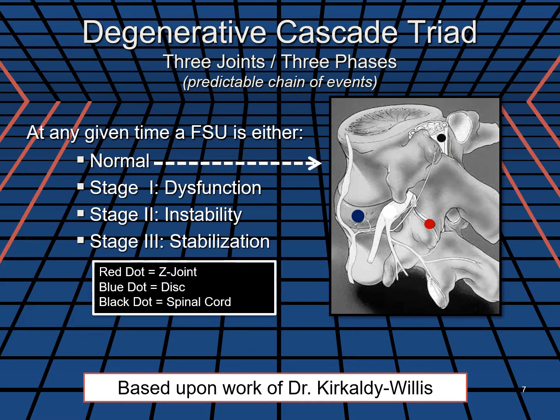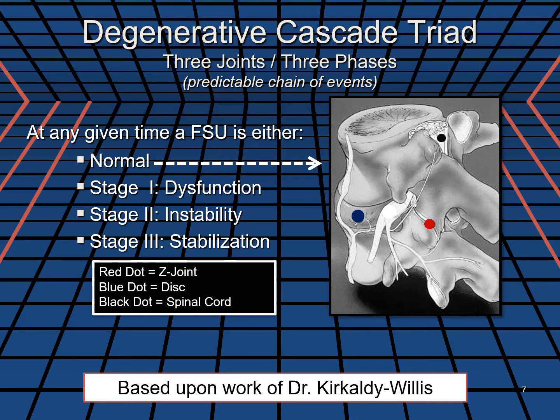All right, this is the degenerative cascade model or triad of Dr. Kirkcaldy-Willis, who is an orthopedic researcher, and he states that there's three joints, right? We know it's a triad of joints, the intervertebral joint and the two facets, and that there's a predictable chain of events that any functional spinal unit can go through. So at any point in time in anybody's life, I guess we can take a 50-year-old. We'll just say that's half-life, although it's probably beyond that for most people.